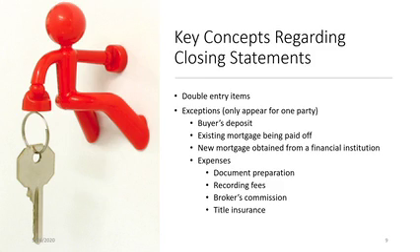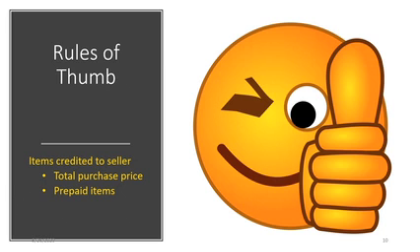Other things that will appear for only one party would be existing mortgage that's being paid off, new mortgages obtained, expenses, doc prep, recording fees, broker's commission, and title insurance. This is another important one, and they like to test on it. When it comes to things credited to the seller, there's always only two things. Purchase price is credited, and any prepaid items. Prepaid items are things they paid in advance. Okay? Those are the only two items that are credited to a seller.